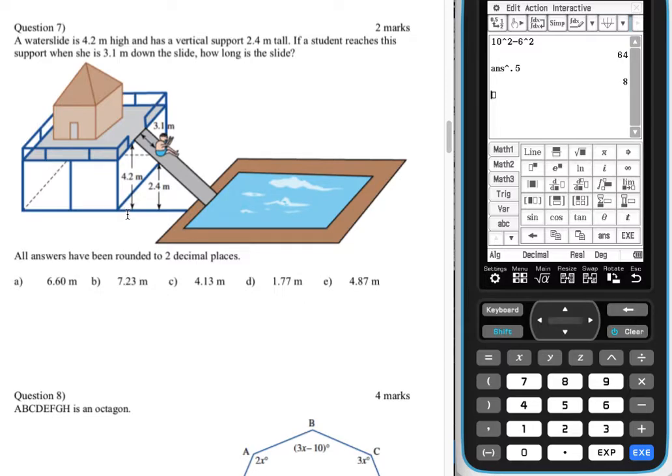We've got a water slide, 4.2 meters high, and has a vertical support 2.4 meters tall along this point here. The student reaches the support when she is 3.1 meters down the slide. How long is the slide?